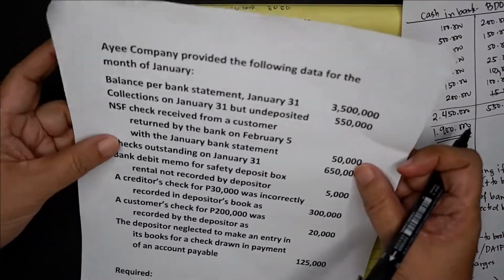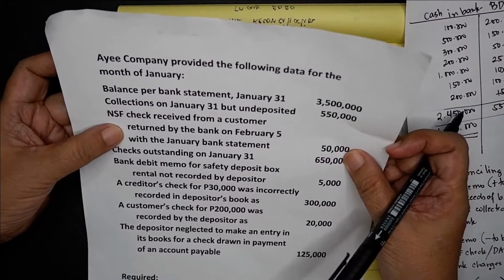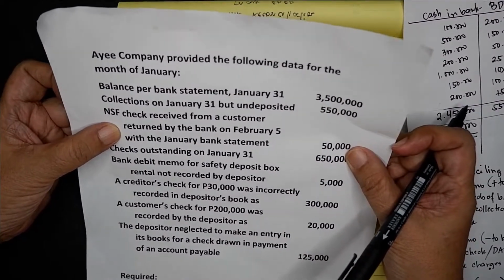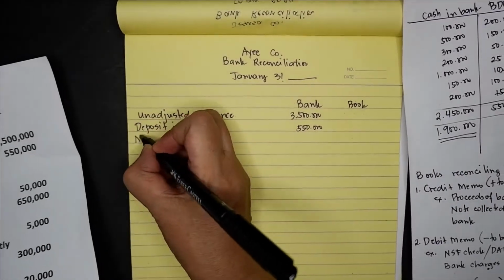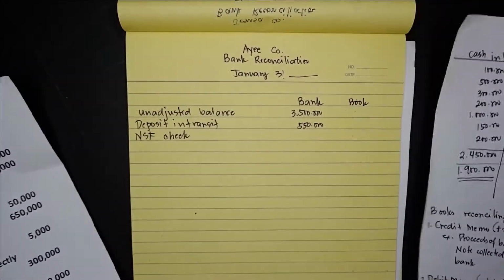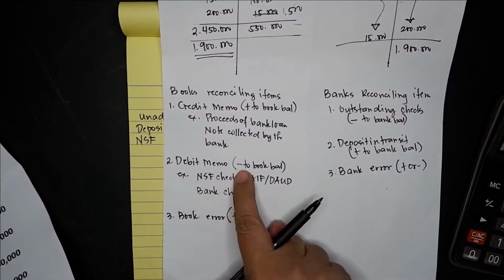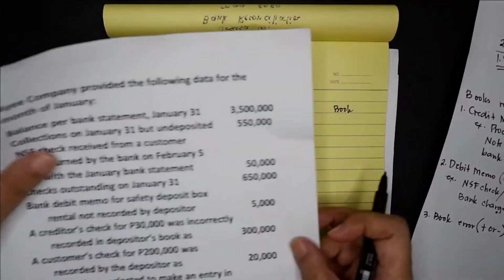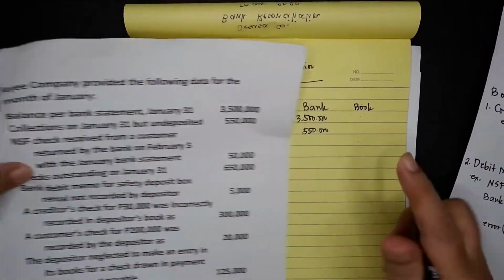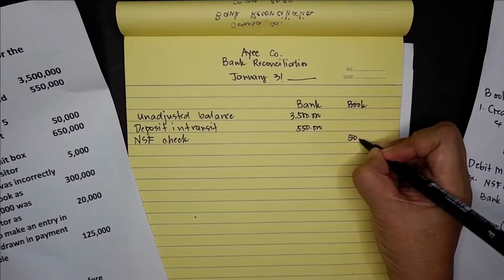Then we have the next one, 50,000 NSF check received from a customer returned by the bank on February 5 with the January bank statement. So we have NSF check, whose reconciling item is NSF, that is debit memo, minus to book balance. So NSF check is 50,000, minus to book balance.